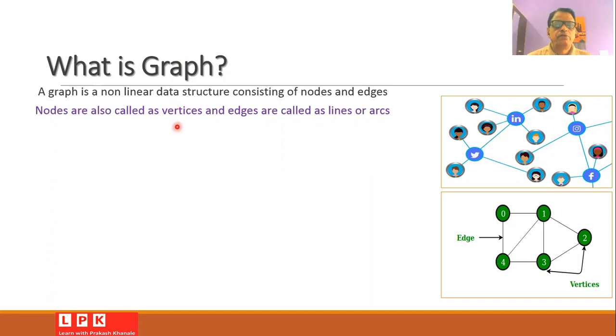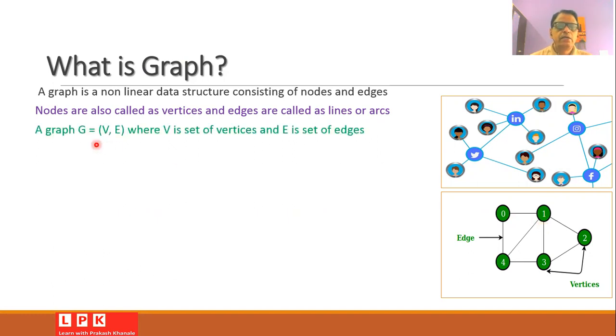The nodes of the graph can be called the vertices, and the edges of the graph are called lines or arcs. So as shown over here, there are vertices, and all these vertices are connected to each other by the edges or lines. A graph, you can say, G = (V, E), where V is the set of vertices and E is the set of edges.